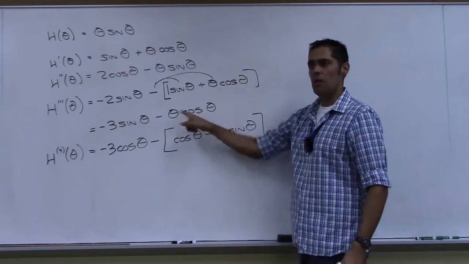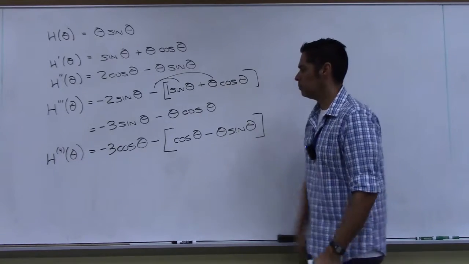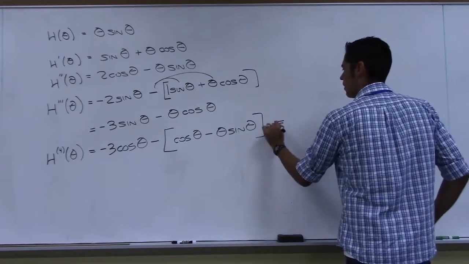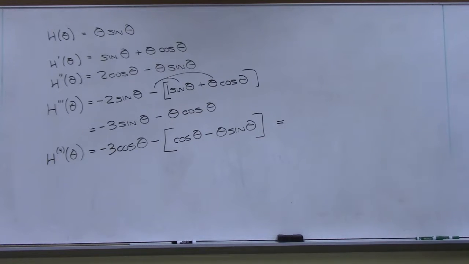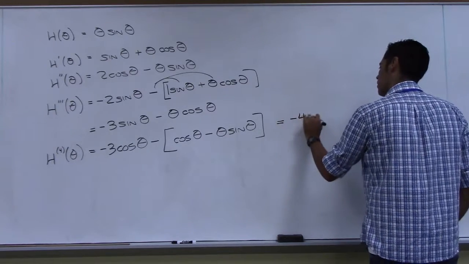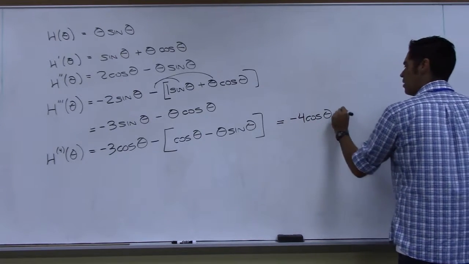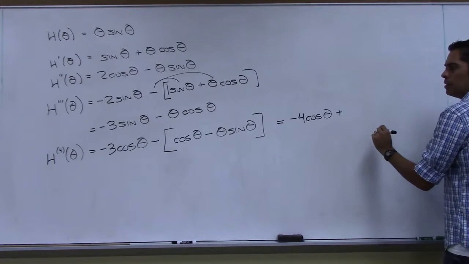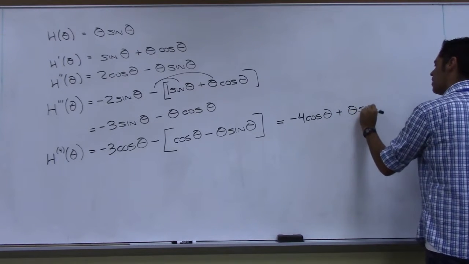That's just product rule on this, isn't it? Clean this up. What do you get when you clean that up? Negative 4 cosine theta plus theta sine theta. Hey, that thing appeared again, didn't it?